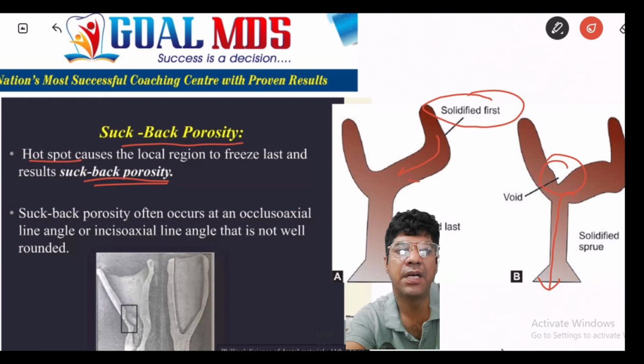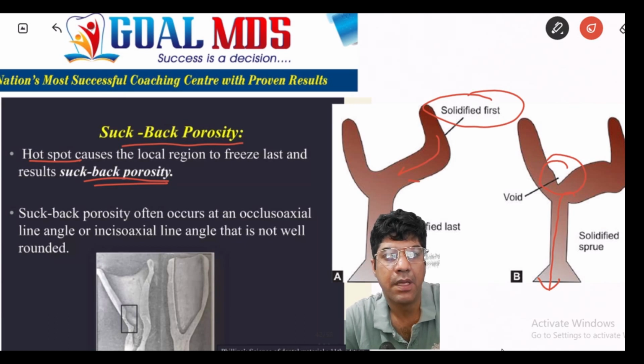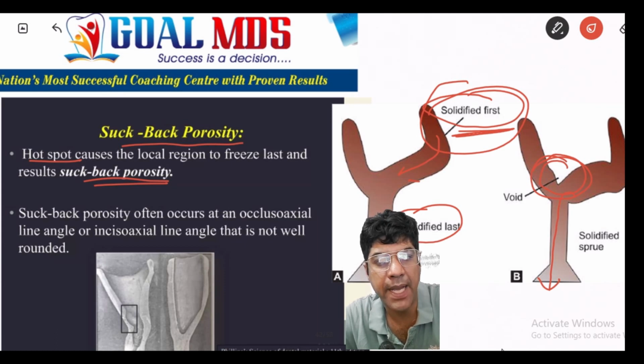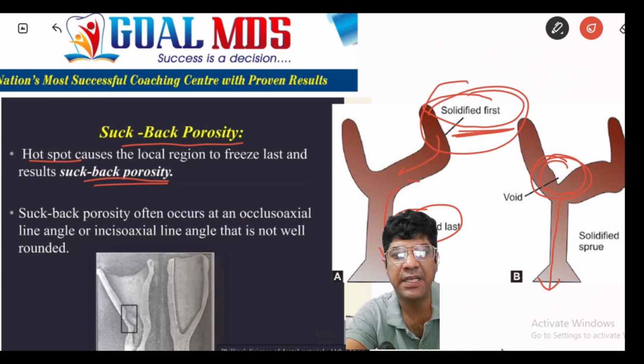Now, what is the difference between the localized and the suckback porosity? The suckback porosity occurs when a portion of the molten metal within the casting solidifies before it can completely fill a void in the mold. As this metal solidifies, it contracts and creates a cavity or void within the casting. The mechanism of suckback refers to the molten metal being drawn back into the solidified portion as it cools, and that contraction results in formation of a void. Suckback typically creates well-defined, spherical or oval-shaped voids. It can affect the structural integrity of the casting, especially if the voids are large.